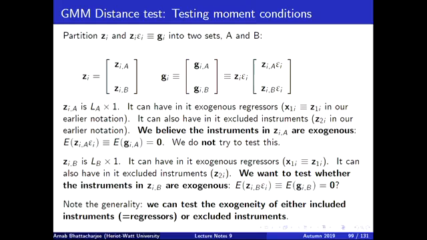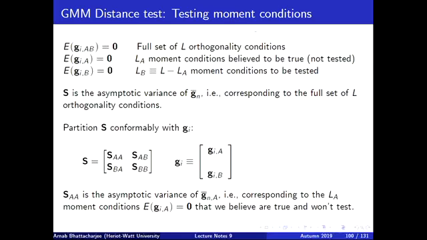There can be exogenous regressors in this one as well. You can also have excluded instruments there; typically you will have excluded instruments. Now, these are our full set of L orthogonality conditions. These are the LA moment conditions which we believe to be true. And these are the additional moment conditions, which is L minus LA. That is what we want to test.